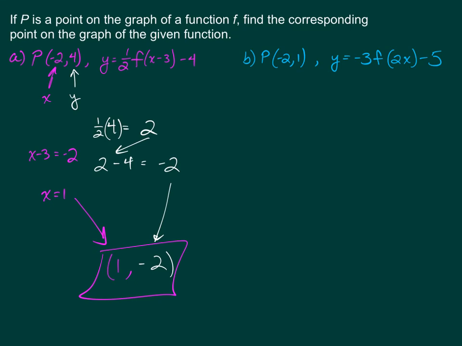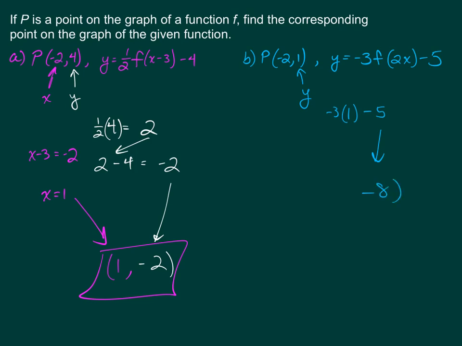Now on this other example, we have a brand new point, -2, 1, but we're going to follow exactly the same reasoning here. We will look at everything happening outside, so this -3 and this -5. Now the -3 is being multiplied, so we will take the y coordinate, we will take 1, we will multiply it by -3, and we will subtract 5. This gives a new y coordinate of -8.